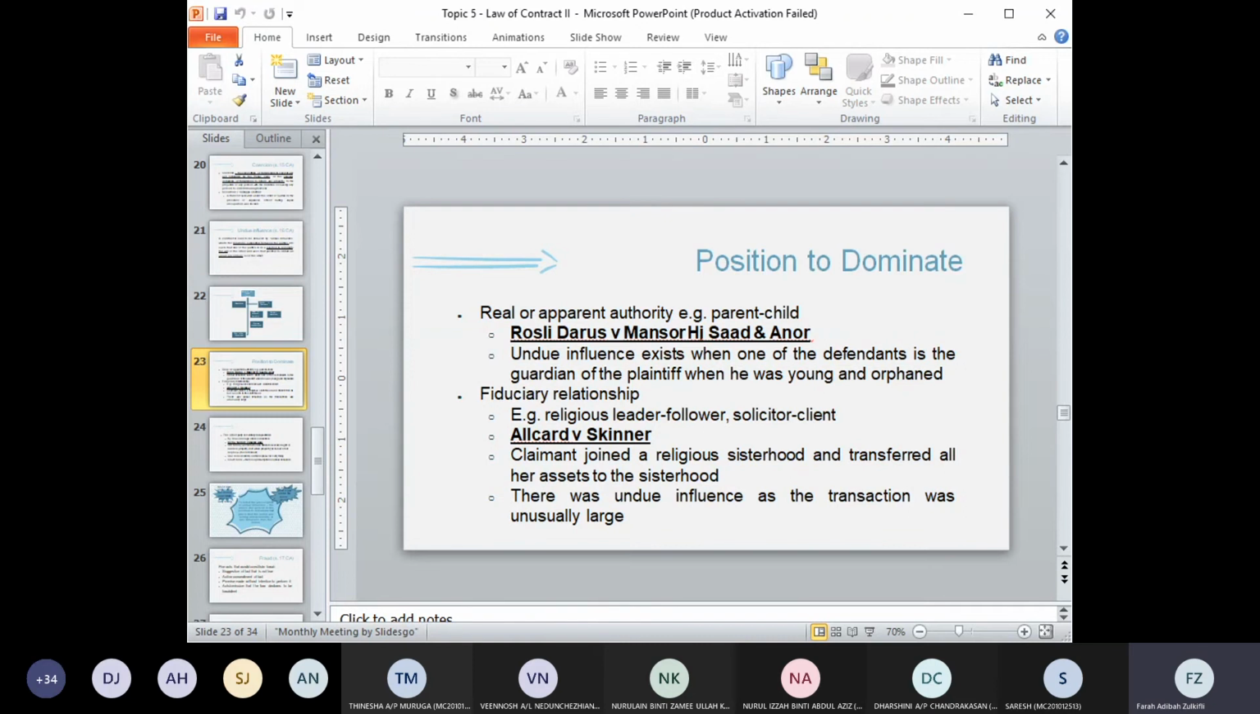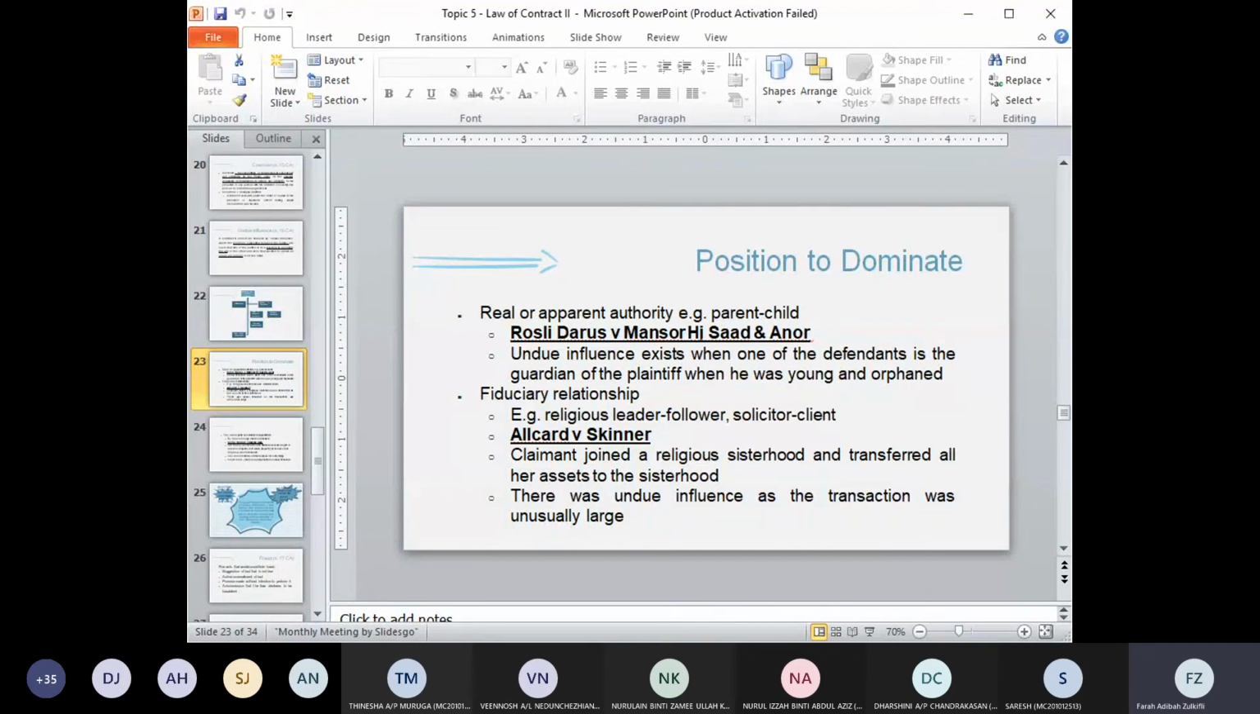So in this case, the claimant brought the action to the court. She claimed that she was under undue influence when she transferred all her assets to the sisterhood. Okay, so in this case, the court held that there is undue influence. Why? Because the transaction was unusually large. Because the claimant was transferring all her assets. In a normal situation, people will not transfer all their assets to another organization, because if you transfer all your assets, how are you going to live? So that's why in this situation, the court held that there is undue influence. The court stated that the religious organization has unduly influenced the claimant, which caused the claimant to transfer all her assets to the sisterhood.